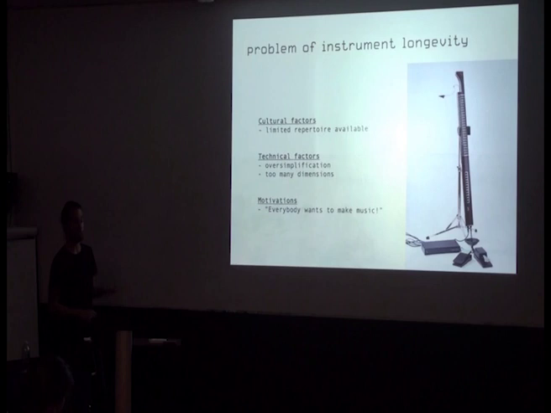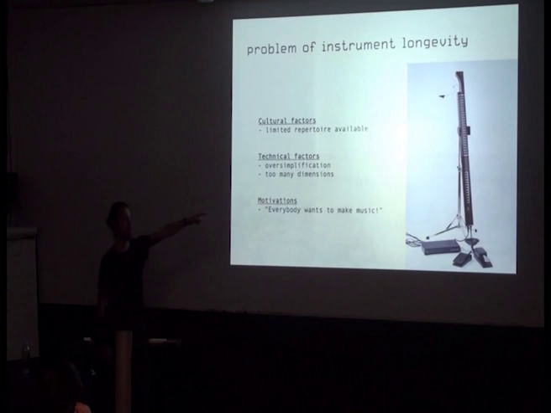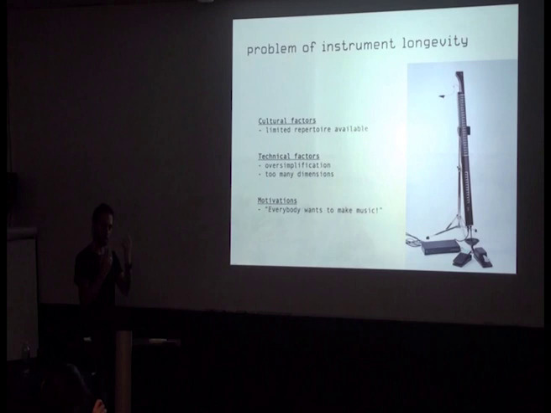Cultural factors, for instance, like a limited repertoire available. When you decide to play this instrument, you don't really say, I want to play the Eigenharp like somebody, because it's not something that is already available. When you're a teenager and you start playing the guitar, you say you want to be like Jimi Hendrix or Kirk Hammett, in my case. But it's difficult if you don't have reference points, really cultural references, to pick up an instrument and spend all these hours that you have to dedicate to learn a new instrument.